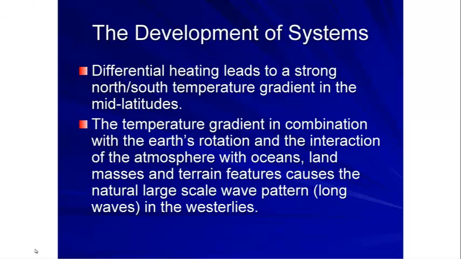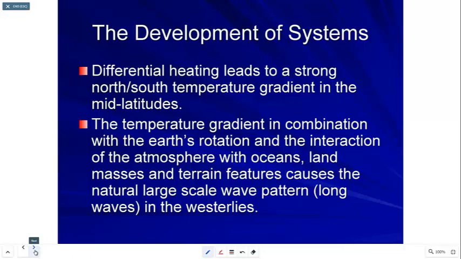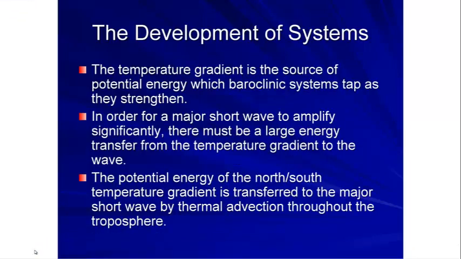Differential heating leads to a strong north-south temperature gradient in the mid-latitudes. The temperature gradient, in combination with the Earth's rotation and the interaction of the atmosphere with oceans, land masses, and terrain features, causes the natural large-scale wave pattern or long wave pattern in the westerlies. The temperature gradient is the source of potential energy which baroclinic systems tap as their strength.